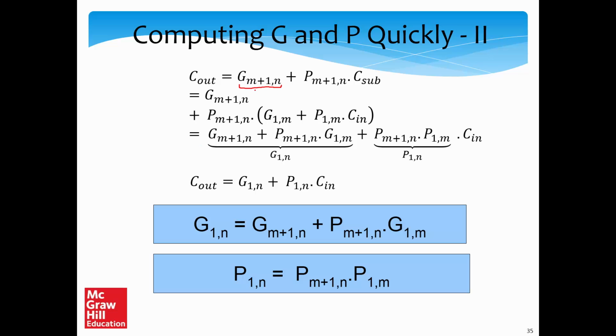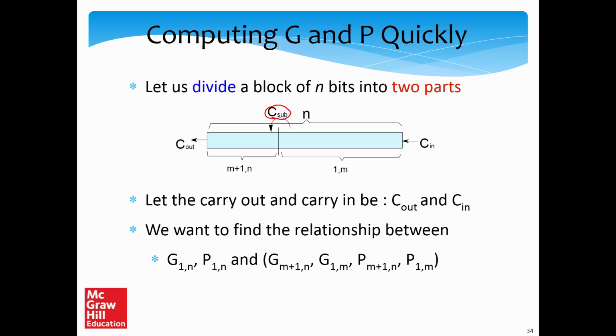So carry out will be G of m plus 1 to n, or P of m plus 1 to n for those n minus m bits, ANDed with C sub. So either you are generating or you are propagating. There is no other way for carry out to be 1. So you do a little bit of algebra. We'll keep G of m plus 1 to n and this C sub. So what is C sub? C sub is basically the carry out of this other block over here consisting of the first m bits.